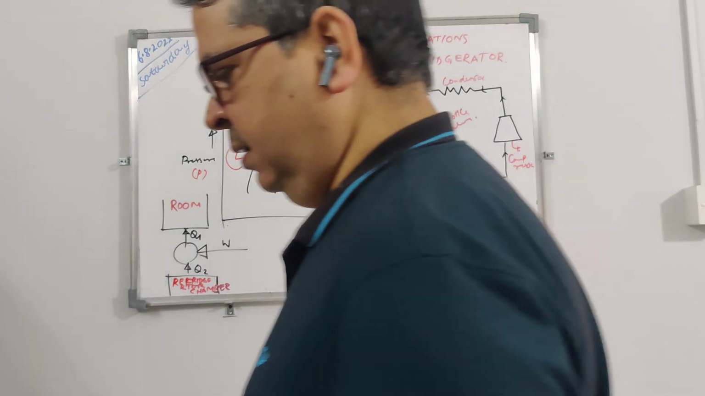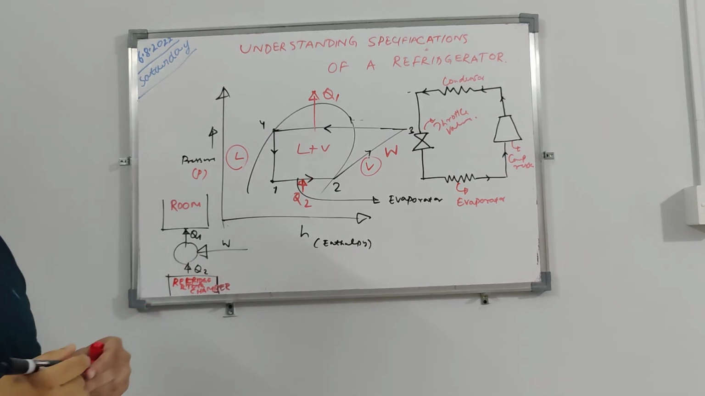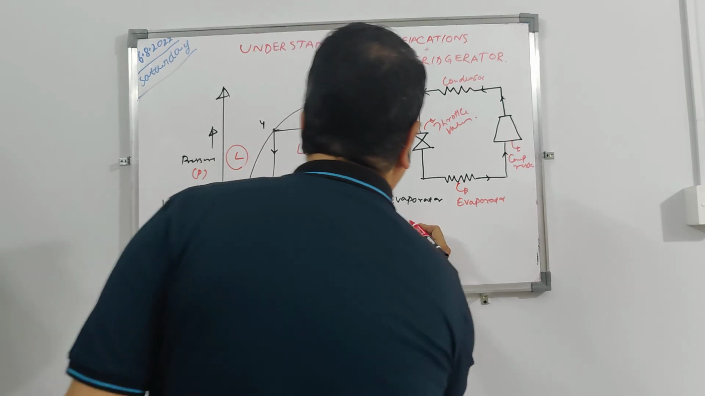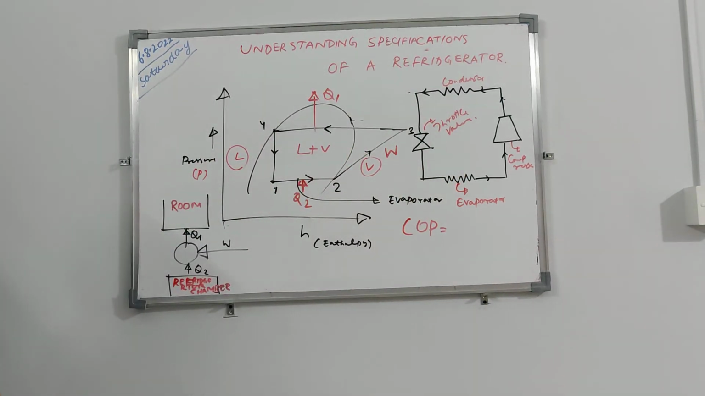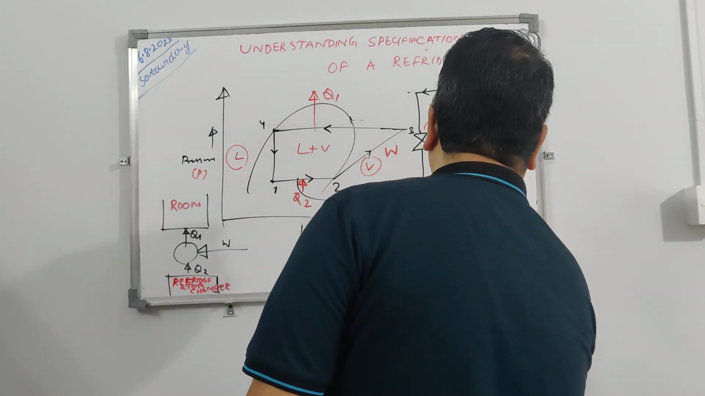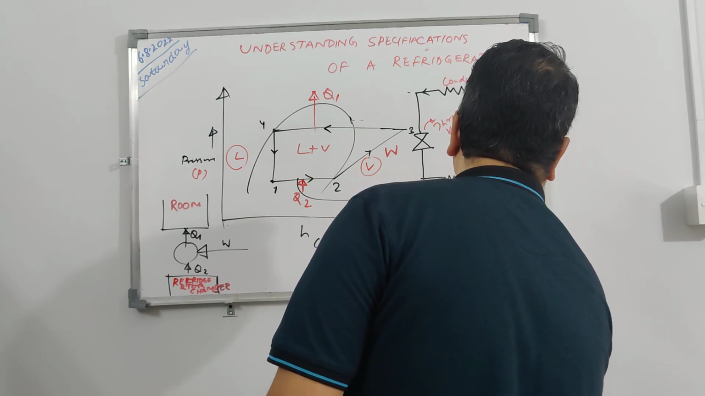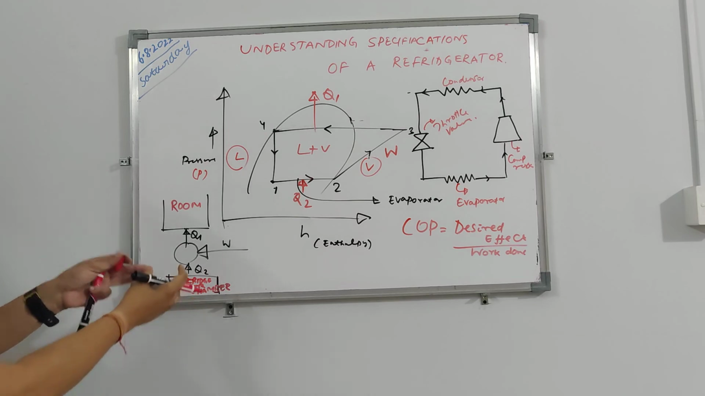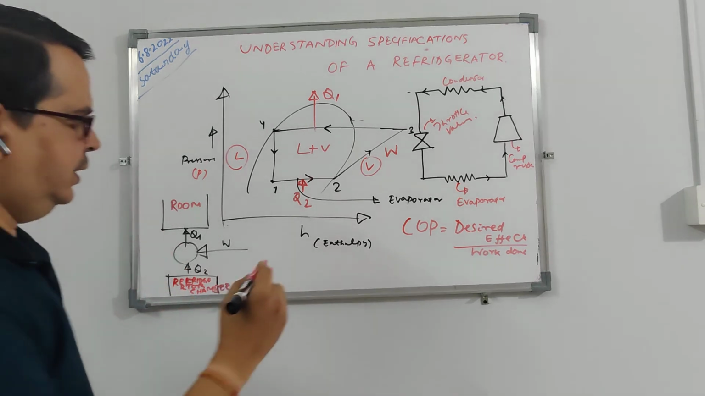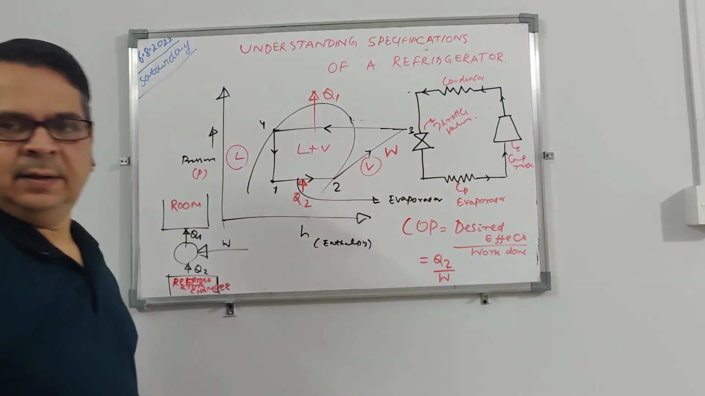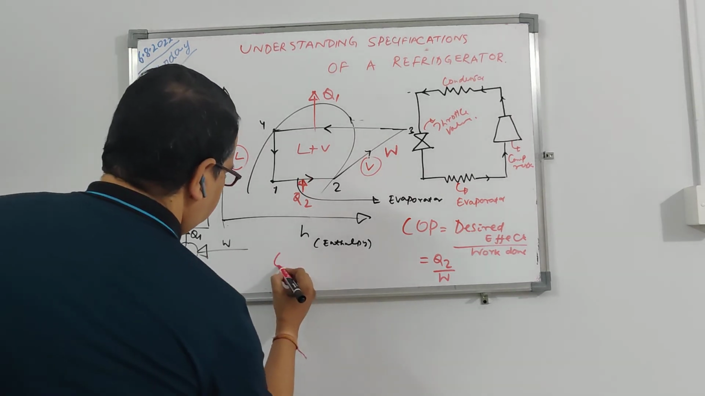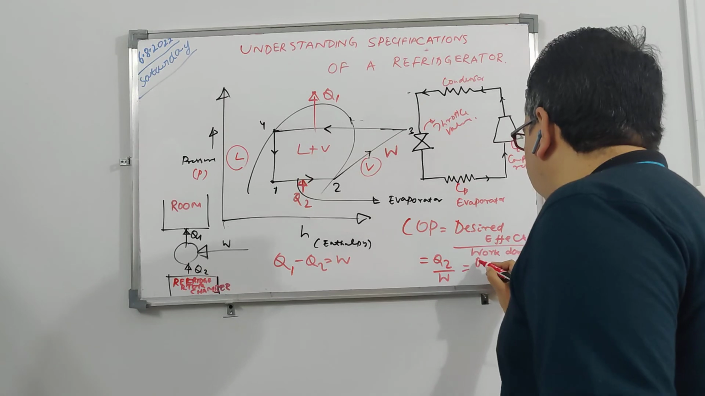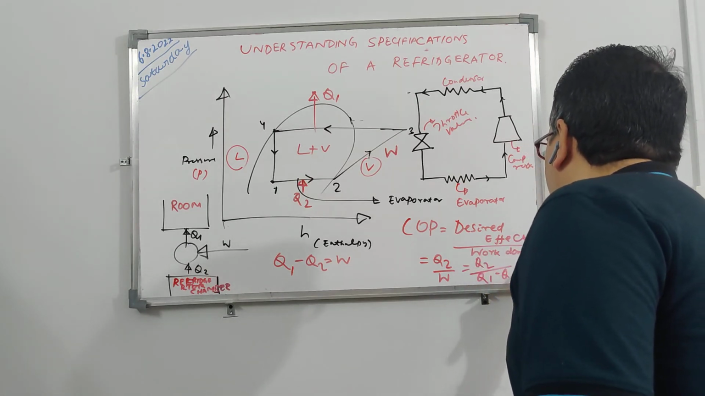Unlike a heat engine, in a refrigerator there is a term called COP, the coefficient of performance, which is equal to the desired effect divided by work done. What is your desired effect? Your Q2, because you want to take more and more heat to cool it. So it is Q2 by W. As per the first law of thermodynamics, Q1 minus Q2 is equal to W. So this becomes Q2 by Q1 minus Q2.